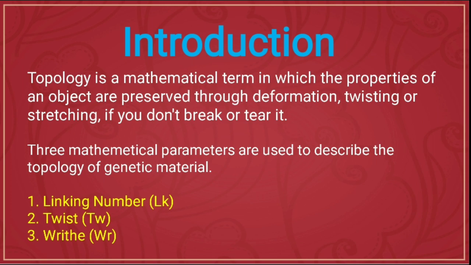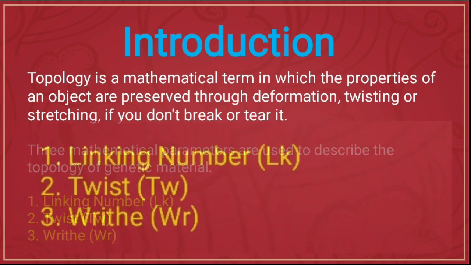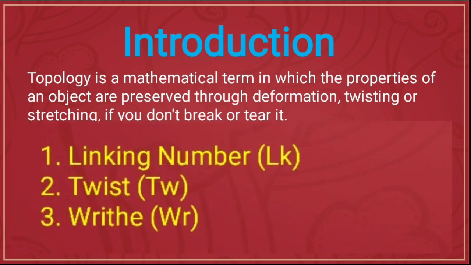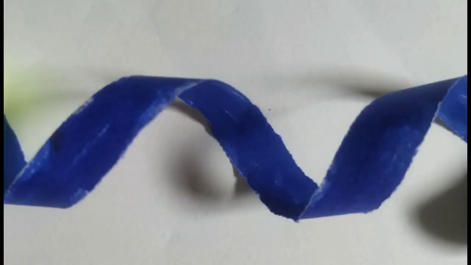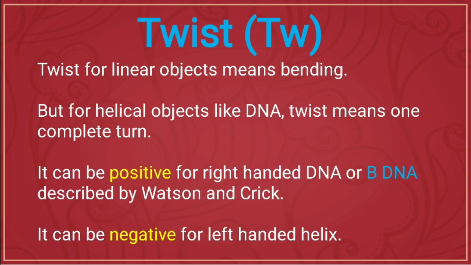For genetic materials, three parameters are used to describe the topological state. They are linking number, twist, and writhe. Twist for linear objects means bending like this. For helical objects like DNA, one complete turn is called the twist. It can be positive for a right-handed helix like B-DNA and it can be negative for a left-handed helix like Z-DNA.